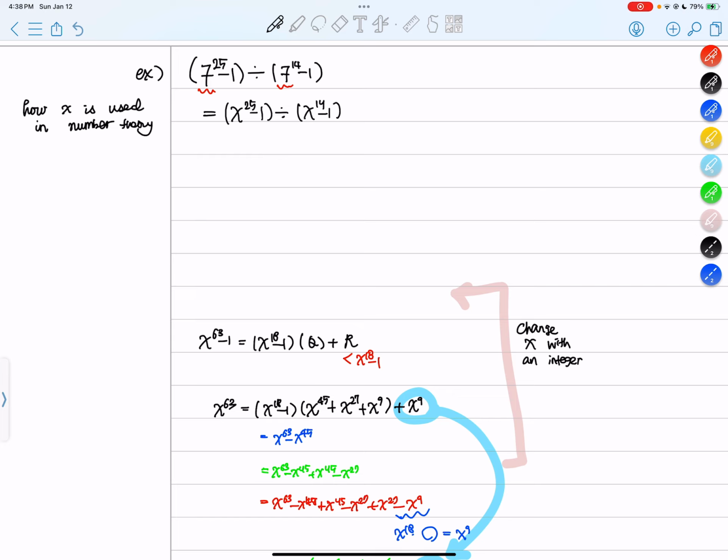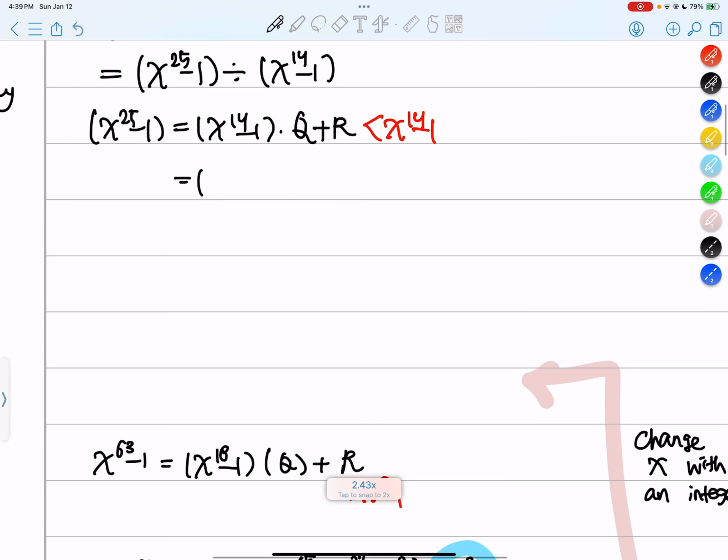14. Okay, so let's say that x to the power of 25 is equal to this times a quotient plus a remainder. And again, smaller than this. Now let's try to solve it. Same idea. So what would I have to multiply to x to the power of 14 to make x to the power of 25? It would be x to the power of 25 minus 14, and so that would be 11. And then from this, I would just be getting x to the power of 25 minus x to the power of 11. Okay, that makes sense.